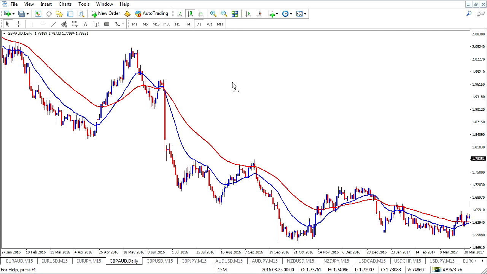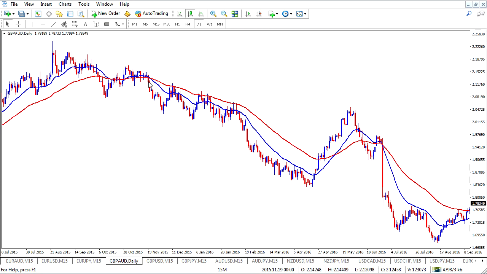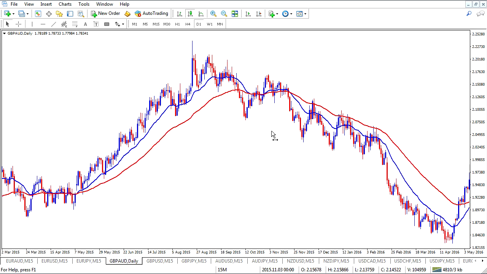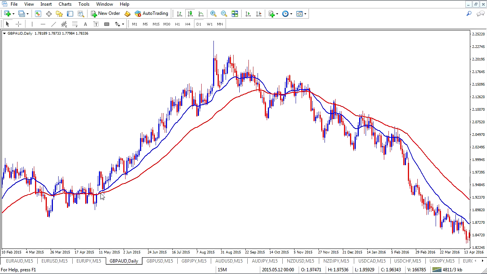And when we have a cross down, the 21 crosses below the 55, then we have a short trend. The market wants to go down. It's a bearish market. So only short trades for that period of time. When the 21 crosses above the 55, then we're looking only for long trades.